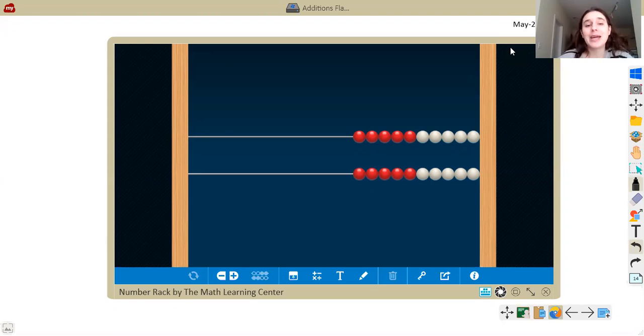So remember, we have 5 red beads here and 5 white beads, and we know that 5 plus 5 equals 10. And then I see that there are 5 red beads here and 5 white beads here. And again, I know that 5 and 5 make 10. So now I know that 10 and 10 more make 20.